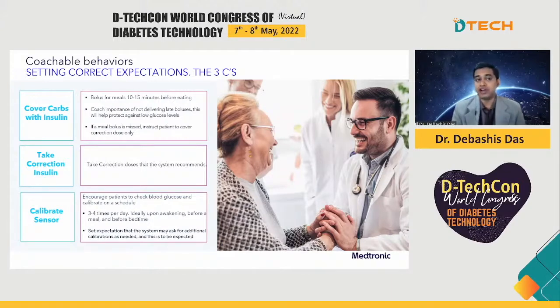If they are using an insulin pump, make them understand nutrition, carb counting, and meal boluses, and then the corrective insulin, what the system recommends or how they can calculate it. And if they are using a sensor augmented pump, then the calibration timings and how many times they have to calibrate. So setting expectations and the importance of carb counting, meals, correction boluses, and calibrations is quite important.